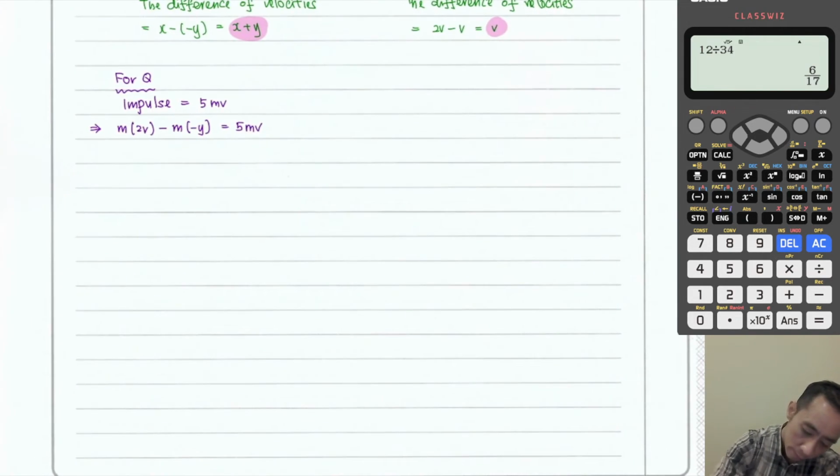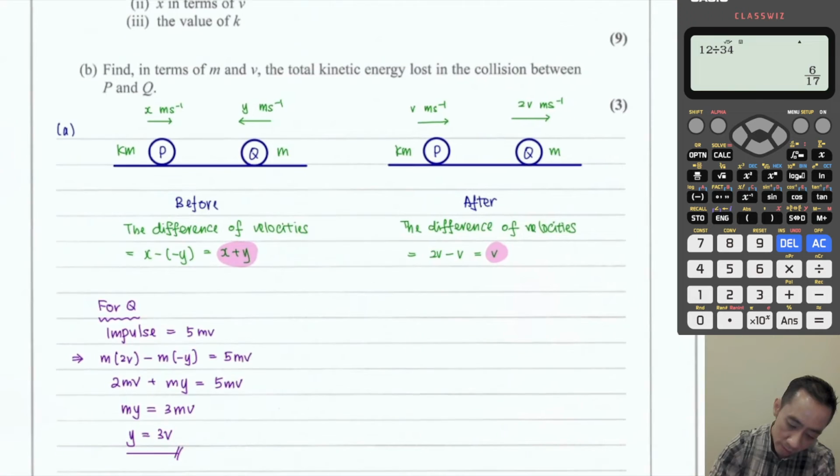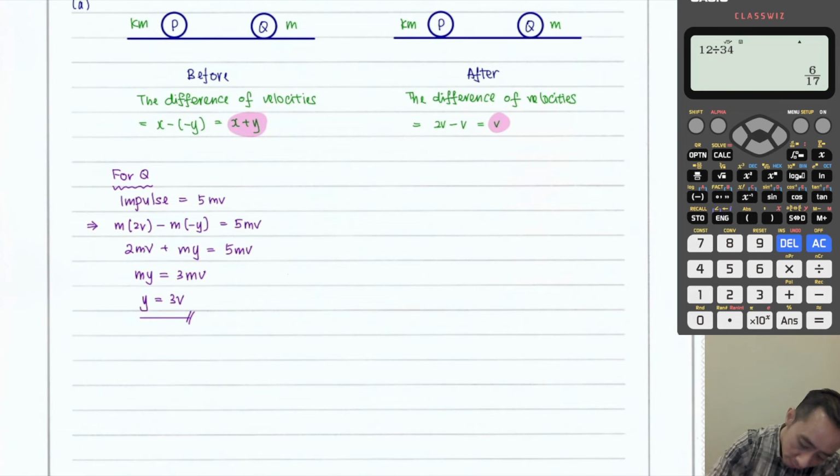Okay, then simplify this. So here I have 2 mv plus my equals 5 mv. So my is equal to 3 mv, so y is equal to 3v. So here I have the answer for the first part.